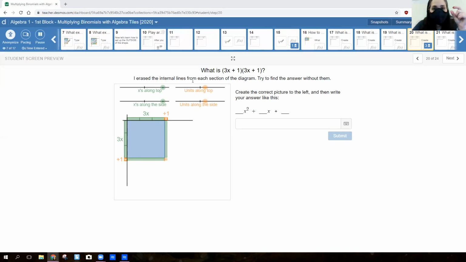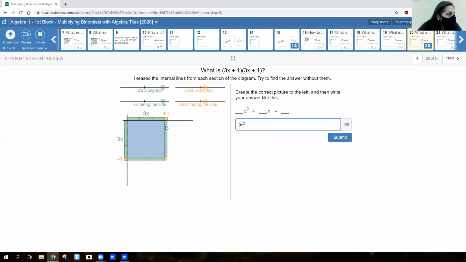So we have to adjust our answer and think about how many blue squares would be in here if we had the internal lines. I wish I could draw on this, but I can't. So there would be 1 here, 2, 3, 4, 5, 6, 7, 8, 9. It's kind of hard to visualize, but this would be 9x squared in the front.